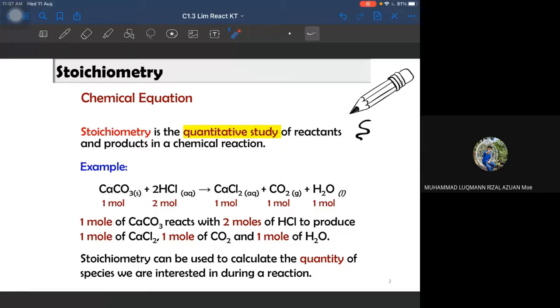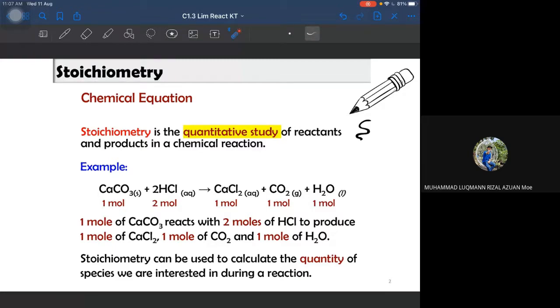Alright, so from this balance equation here, you can see that 1 mole, okay, so kita dah balance kan? So ini 1 mole, 2 mole of HCl akan menghasilkan, this side adalah product. Okay, produknya adalah 1 mole CaCl2, 1 mole CO2 dan 1 mole H2O. Okay, so this side is your reactant. Okay, so from the balance equation here, kita boleh bagi tahu relationship.